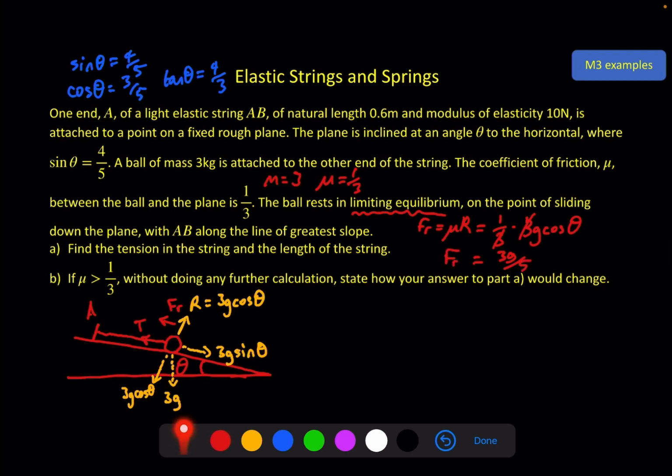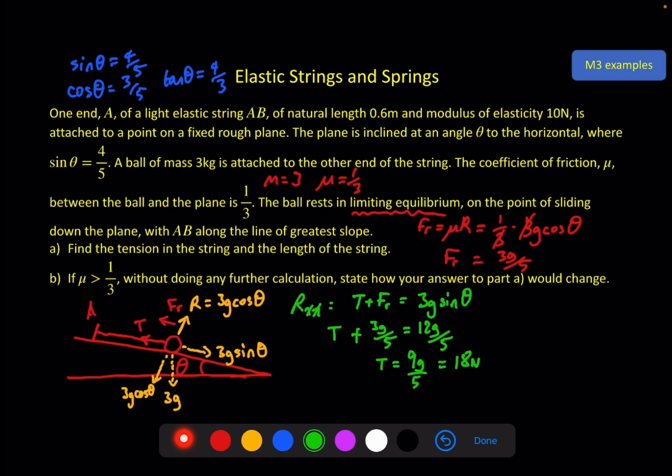Then resolving down the plane, so if I put resolving parallel to the plane, we've got T plus friction must equal 3g sine theta. We know friction is 3g over 5. We know sine theta is 4/5, so this becomes 12g over 5. And we still have tension on this side, so the tension is equal to 9g over 5, or 17.64, with g is equal to 9.8. So to two significant figures, that would be 18 newtons.